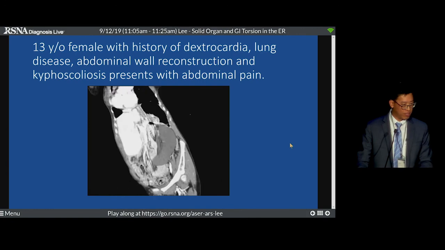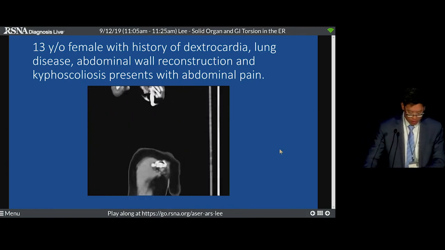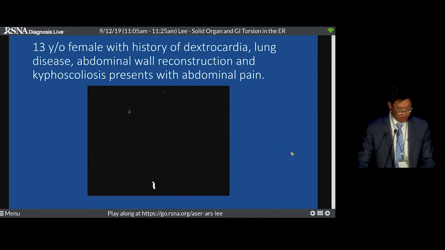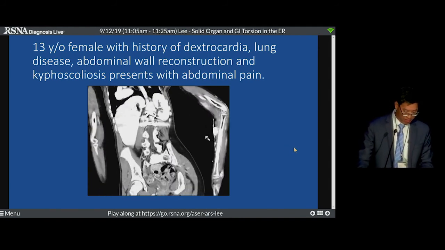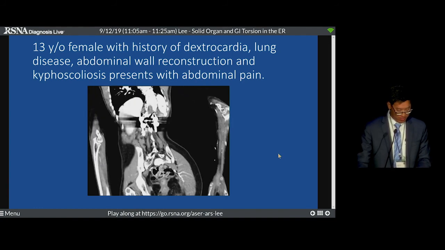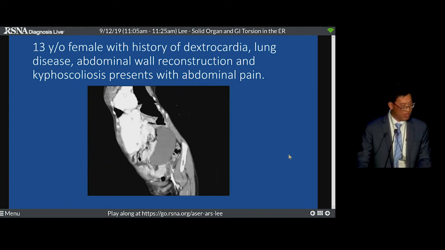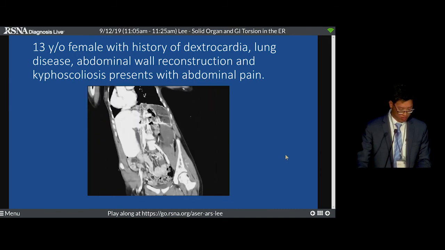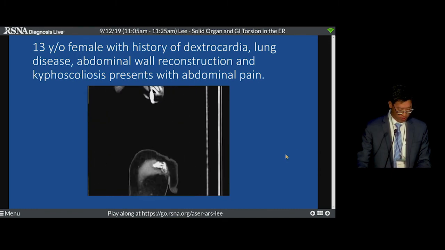Okay, this is the last slide. This is a 13-year-old female with history of dextrocardia, lung disease, abdominal wall reconstruction, kyphoplasty, presents with abdominal pain. So this is a typical UK patient. And sorry for the rapidity or the quickness of the images. I tried to slow it down here.